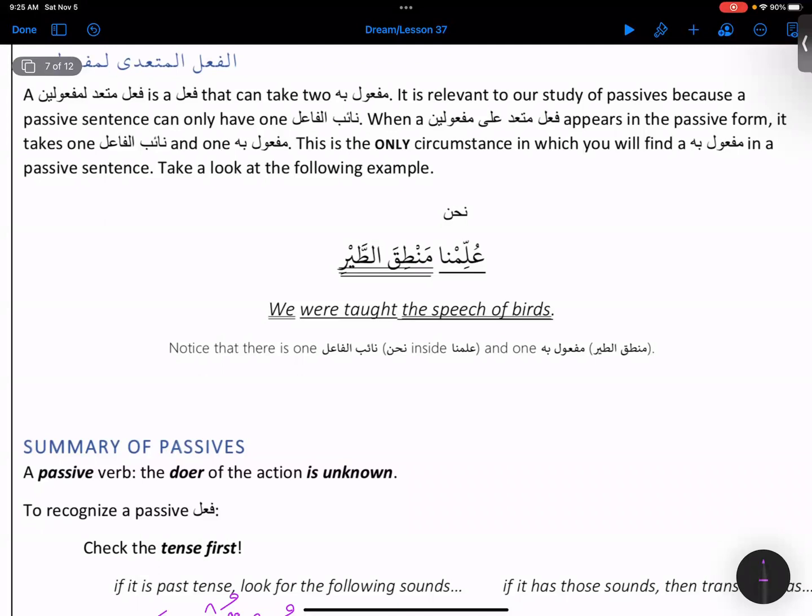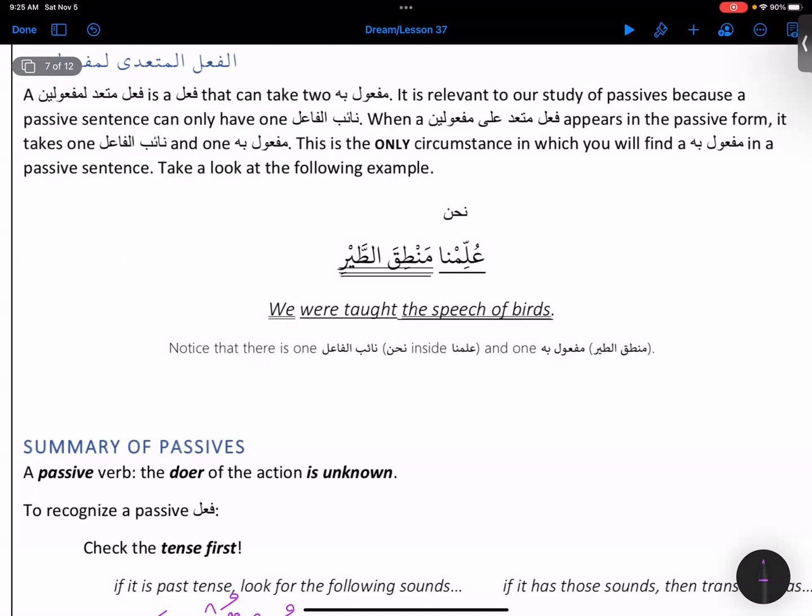It is relevant to our study of passive because a passive sentence can only have one naib fa'il. When a fi'l mutaddi ala maf'ulain appears in the passive form, it takes one naib fa'il and one maf'ulun bihi. This is the only circumstance in which you will find a maf'ulun bihi in a passive sentence. Now take a look at this example.